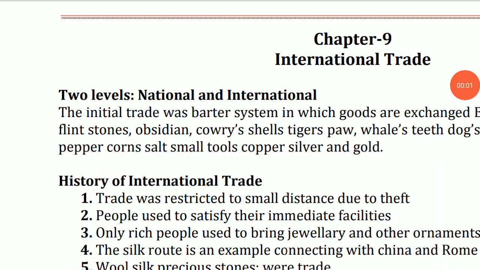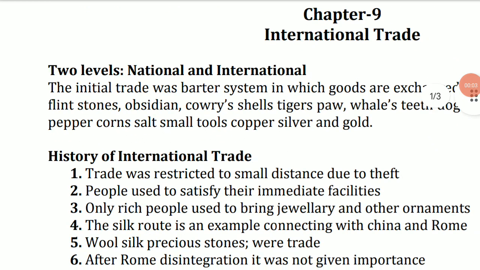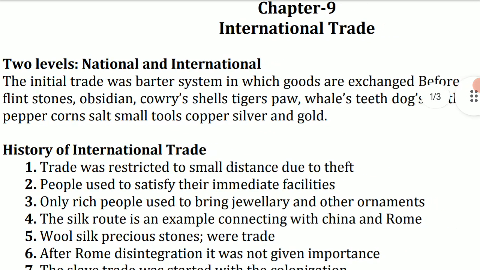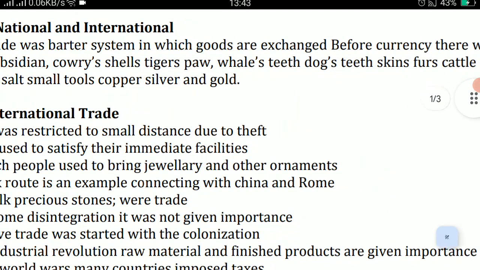Now let's have a very brief short note discussion on international trade. Trade is of two levels, at a national level and an international level. At the national level, the states and all the cities inside a country do trade, and there is international trade, between different countries, when they share goods. The initial trade was the barter system, in which goods were exchanged before currency.